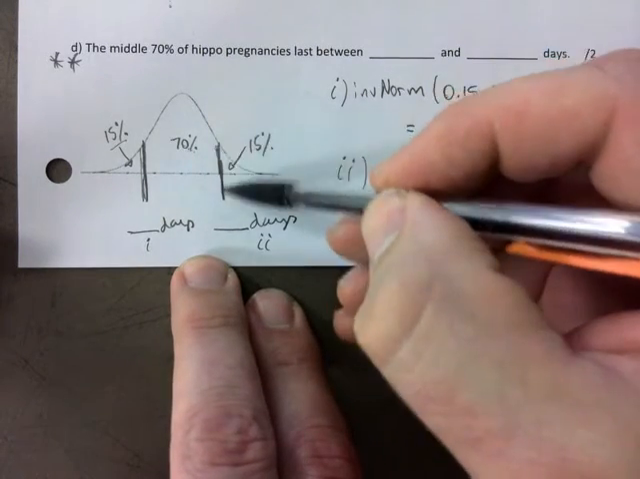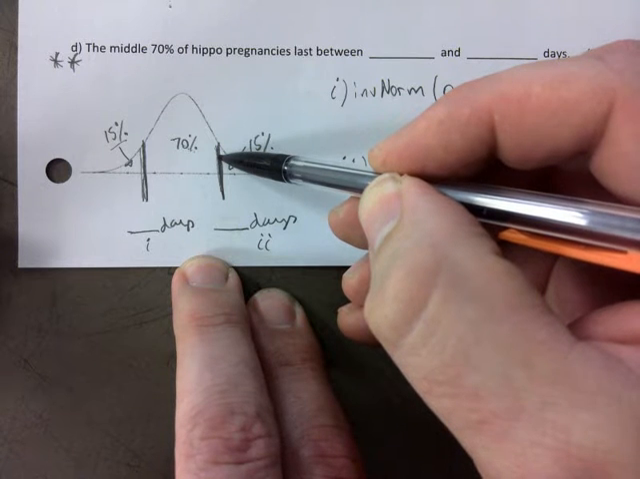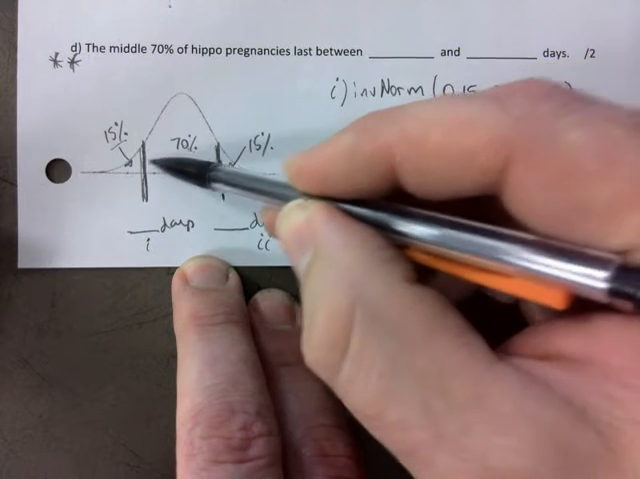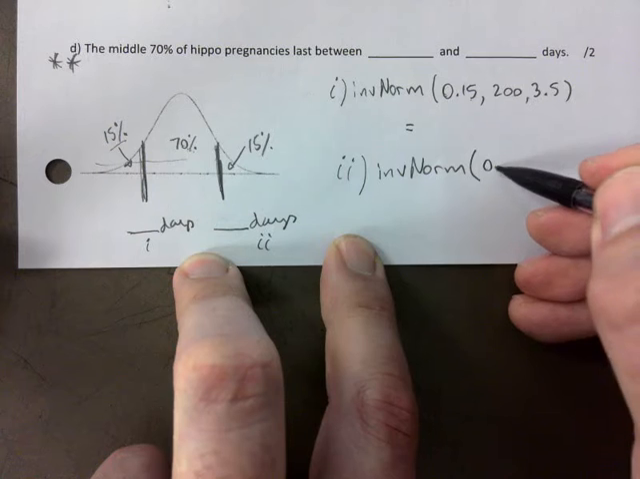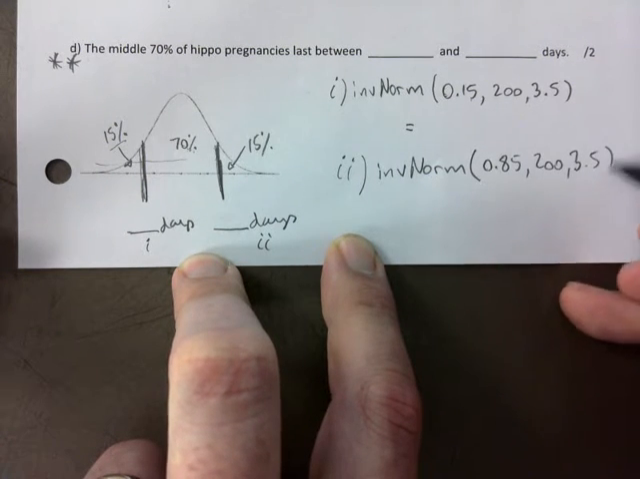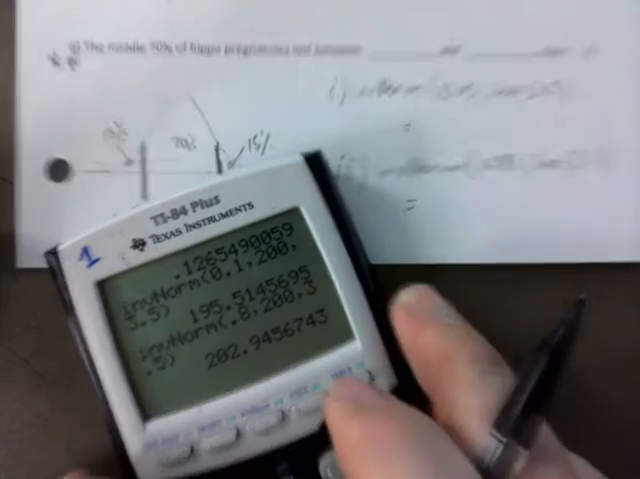If I want this value, 0.85. Francis, were you going to say that? Yeah, so 70 plus another 15. Yes. So I need to put 0.85 in here, 200, 3.5. Okay, and I will figure out the number of days. So let me just go ahead and do that quick.